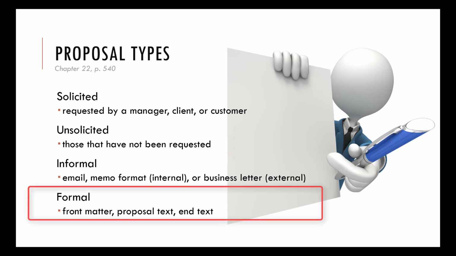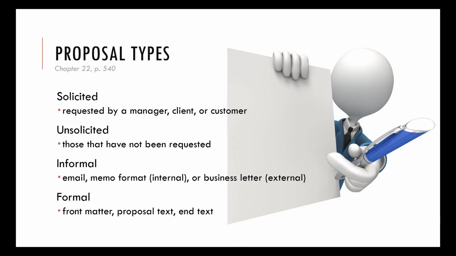And then for formal style, we're talking about a document that has front matter. That is, it has a cover page, a table of contents. It may have an acknowledgments page, all of that extra stuff. And then it gets to the proposal text, which is the bulk of the document. And then it finishes up with end matter, which may be an index, or it may be several attachments. So those kind of things.